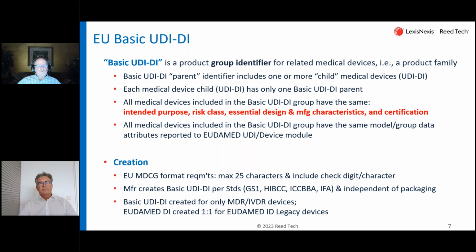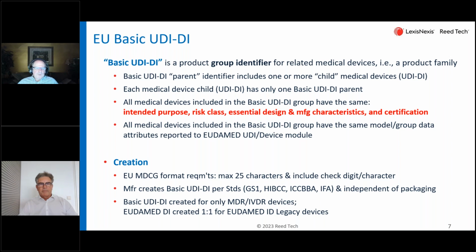Now, how do you go about creating this? The burden is on the actual manufacturer to create this basic UDI-DI. Each of the standards, GS1, HIBCC, ICCBBA, and IFA, I know it's an alphabet soup there, but each of those issuing entities have guidelines on how you create this particular value. The European Union has put some limits on that, 25 characters maximum. It has to have a check digit.